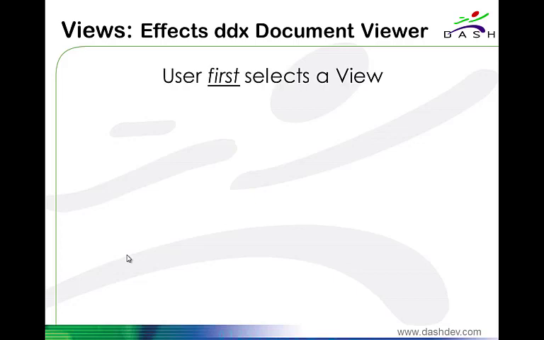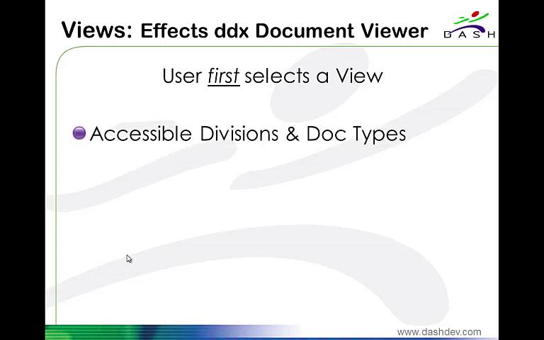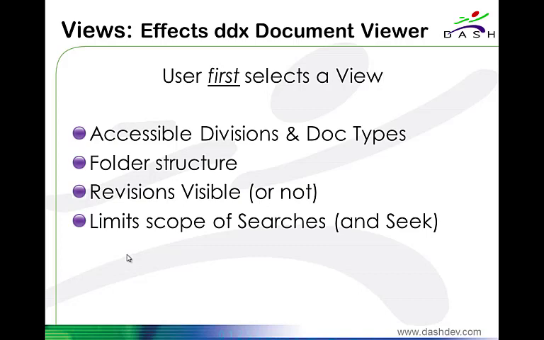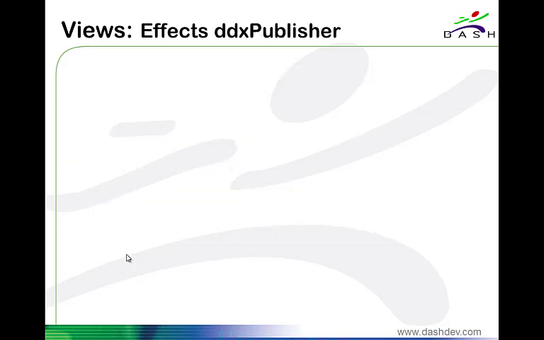The views affect the document viewer because the user first selects a view. It makes accessible certain divisions and certain document types depending on how the view is constructed. It defines that folder structure or folder hierarchy that you see when you're looking at things through the document viewer. It determines whether or not older versions of documents are visible or not. And it can limit the scope of searches, whether it's the find option, the seek option, or any search is limited to what's accessible to you when you're looking at the system through the prism of your chosen view.